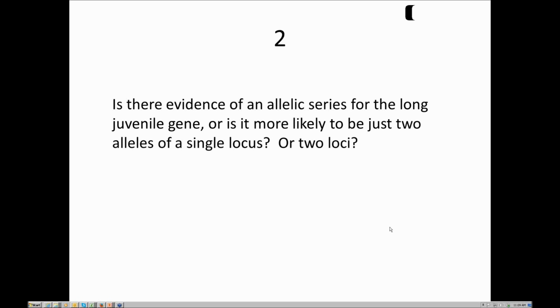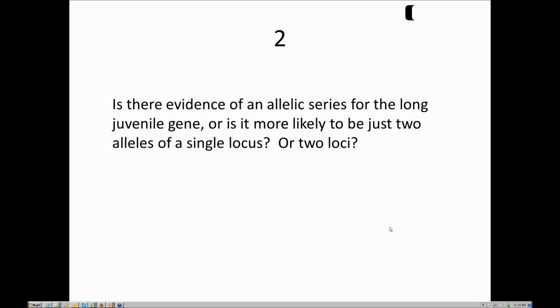Okay, does anyone want to weigh in on evidence for an allelic series for the long juvenile gene? Is it more likely to be kind of a plus minus? You have it or you don't. It has its effect in possibly different genetic backgrounds. Is there any evidence for actual independent loci? Seems like from what I heard presented today, we aren't quite at the answer to that.